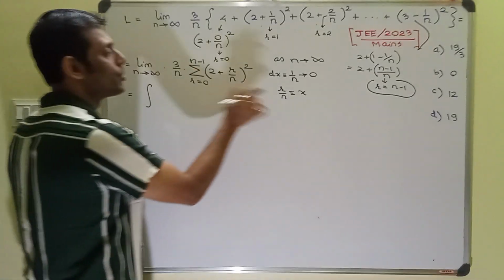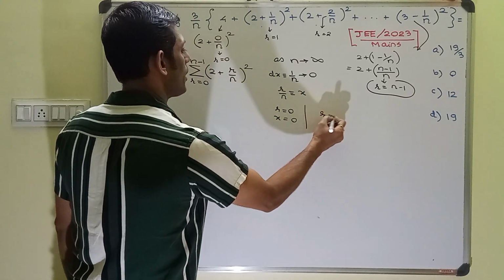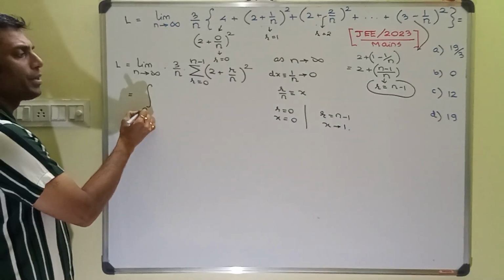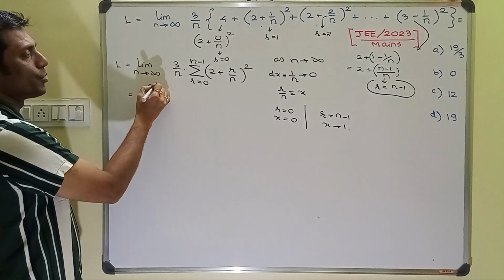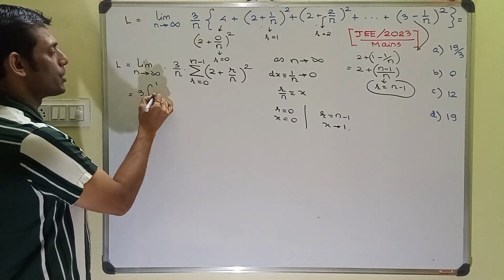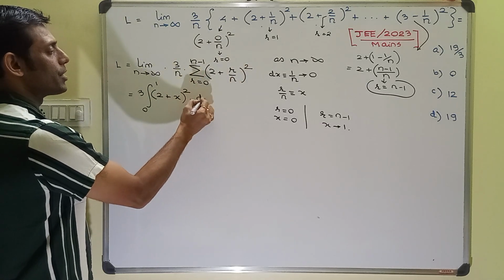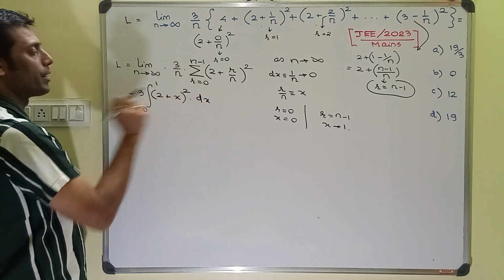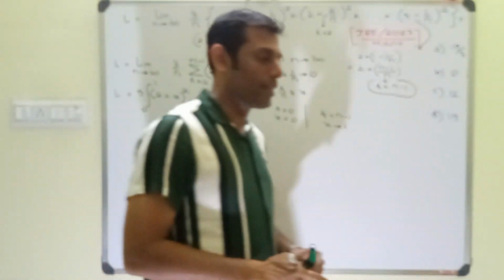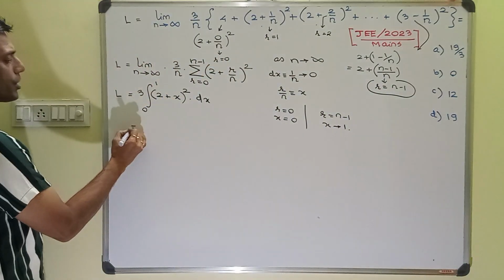For r equal to 0, x is equal to 0. And for r equal to n minus 1, x tends to 1. So therefore, the lower limit is going to be 0 and the upper limit is going to be 1, with 3 remaining outside, and inside what goes is 2 plus x whole square. 1 by n creates a dx. This is integral as a limit of sum. This is the idea which is going to make this question get cracked. Now see, solving this question is extremely easy.